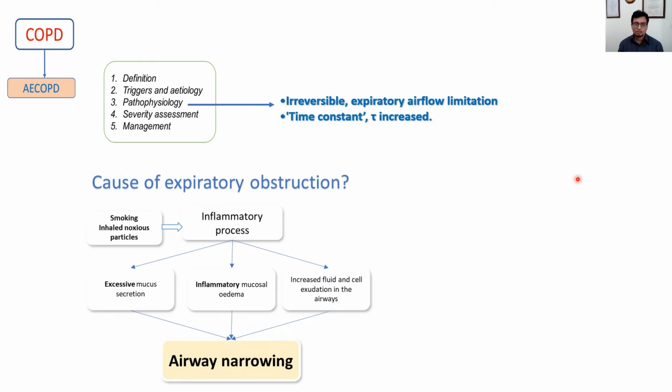What is the cause of expiratory obstruction? So the cause is basically the excessive mucus secretion, mucosal edema, and increase in the fluid and cell exudation in the airway. So these three things, which are part of the inflammatory process triggered by smoking or inhaled noxious particles, or sometimes infection, can cause the acute exacerbation.